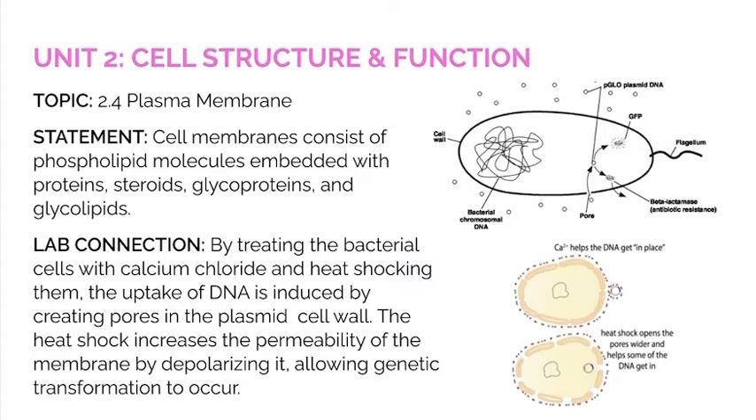In the lab, when we treated the cell with calcium chloride and heat shocked it, we were able to make the plasma membrane more permeable so that the uptake of DNA is induced by creating pores in the cell wall. The heat shock allowed permeability so that we could allow for genetic transformation to occur within the cells.